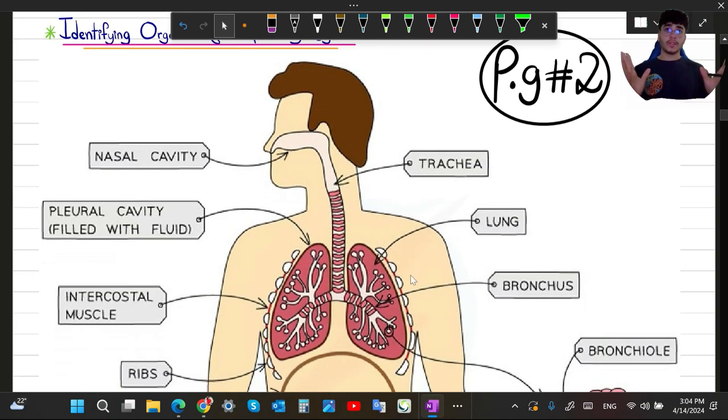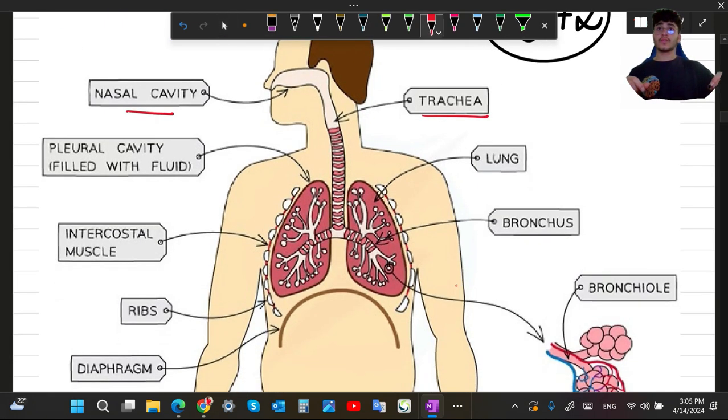That was just the intro to the respiratory system. Now let's start to identify the organs of our respiratory system, and then we'll take each organ in detail. So the organs of our respiratory system, the first one is the nasal cavity. This is the first organ of the respiratory system. Then is the trachea. Trachea is down here. The trachea then branches into the lungs.